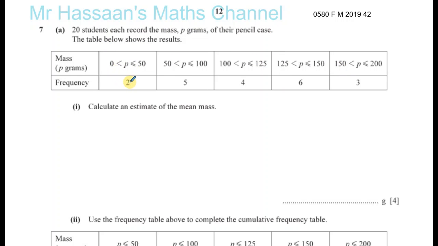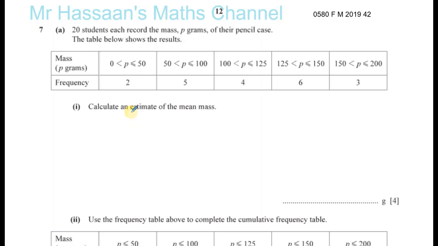You've got 2 of the students whose pencil cases had a mass between 0 and 50 grams. And there were 5 other students whose pencil case mass was between 50 and 100 grams, and so on for the rest of the table. They've asked us to calculate an estimate of the mean mass.